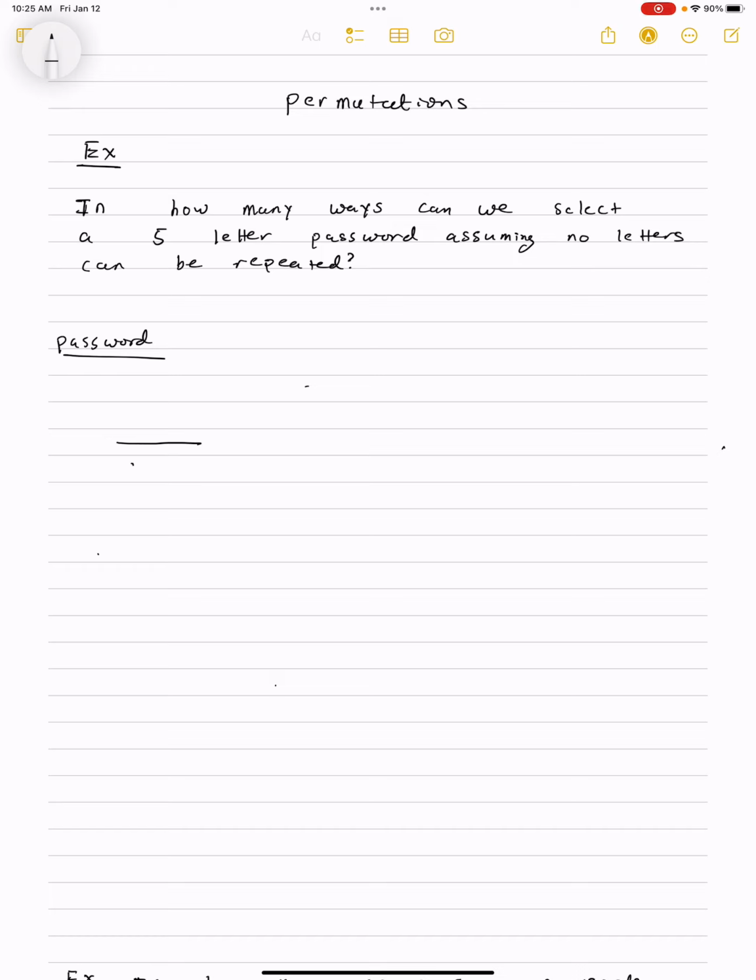So there are 5 letters to this. There's a first letter. For the first letter, we have all 26 letters available to us. For the second letter, well, one of the 26 letters has been used, so there's 25. The counting principle says we multiply these two outcomes.